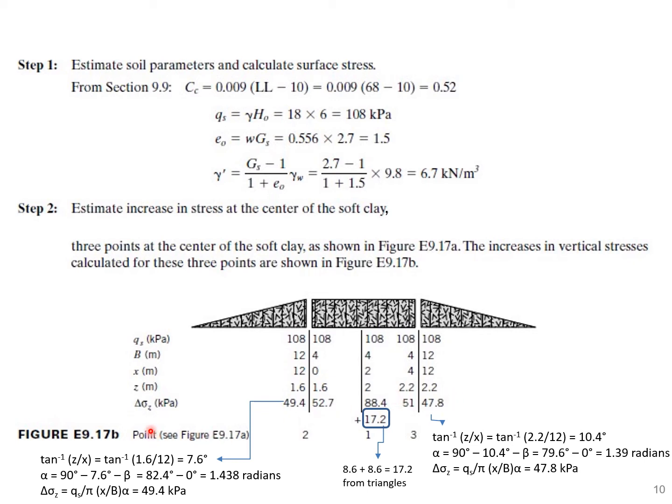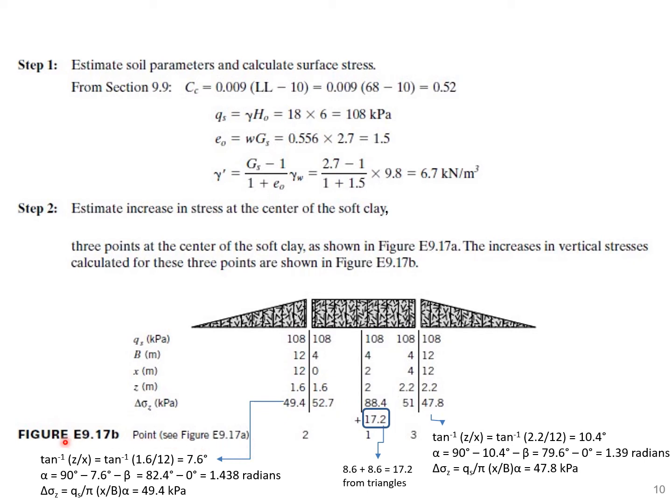And then delta sigma z, that is the increase in stress at the center of the soft clay, the values are written. Just to explain that thing, how we have got this value of 49.2, you can look at this one.